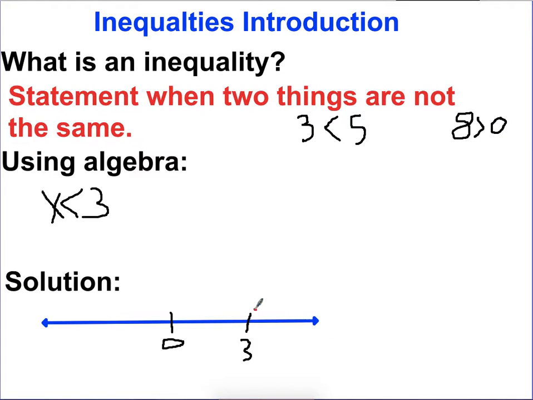If I want to show that on my line here, I need to make an open circle, and then I need to make a line going to the left and draw an arrow to show that it could go on forever. Okay, really important to make an open circle. Here the open circle means that it cannot be 3, but it can be any number that approaches 3.